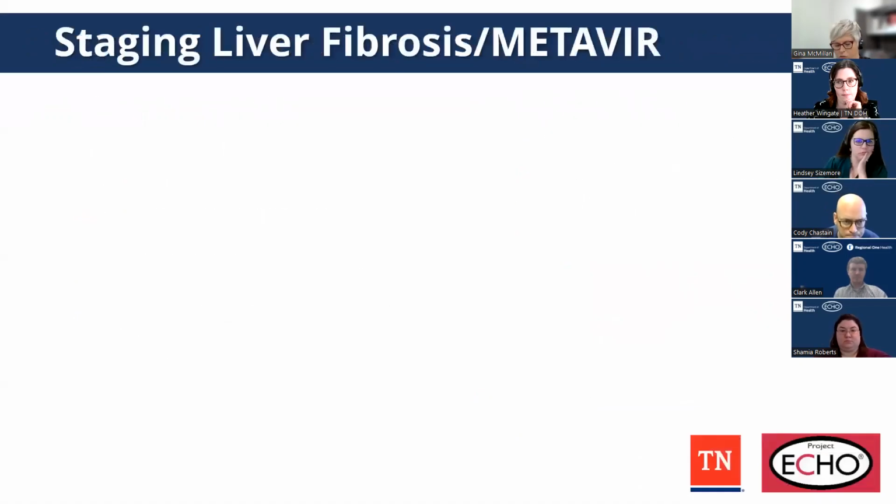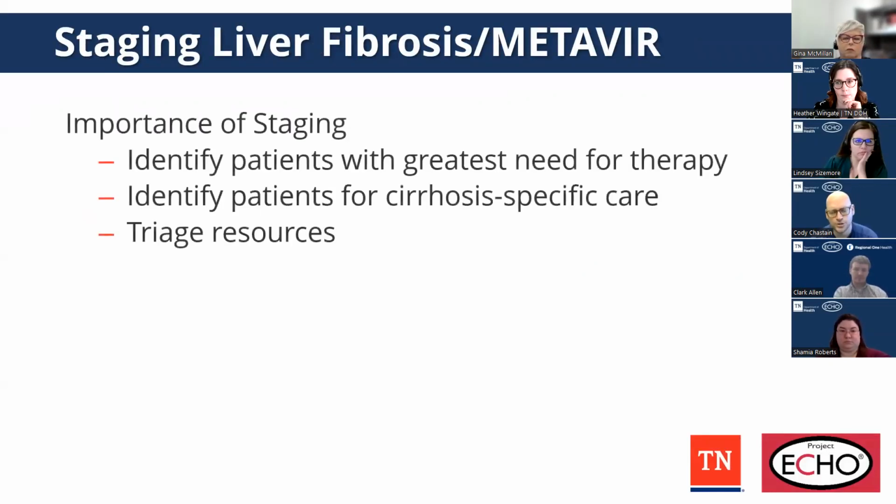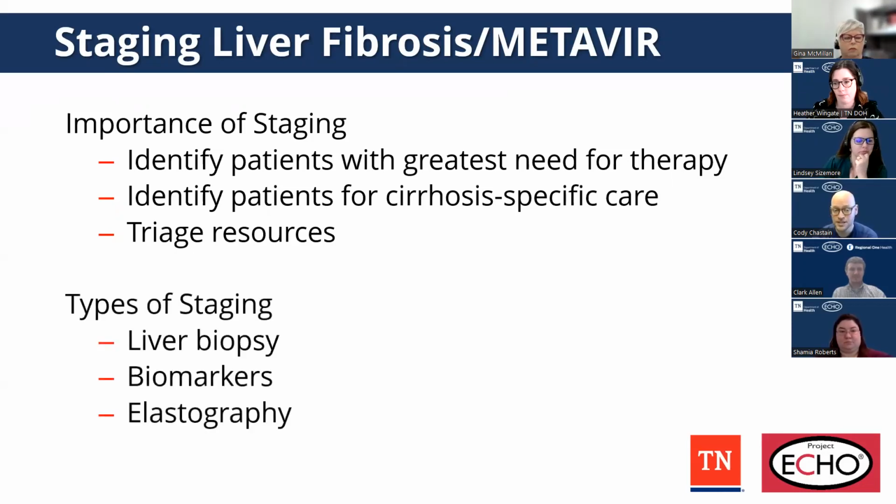I can move to the next slide. Staging liver fibrosis, or their METAVIR status, is important for several different reasons. I apologize, I didn't mean to put animations in here, but there are some important elements of staging. It can help us identify the patients in greatest need of therapy, identify the patients who need cirrhosis-specific care, and it can help us triage resources if we're limited and we need to focus on the patients at the highest risk of medical issues. There are different types of staging: liver biopsy, biomarkers, and elastography. But I think the main thing I want you to take away is that staging is still important, but there's different ways for us to do this.